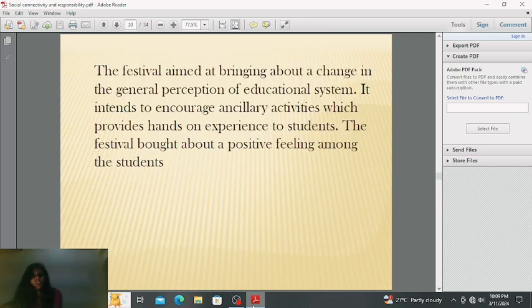So this festival was mainly aimed at bringing about a change in our general perception of the education system, and it helped a lot in encouraging ancillary activities, which provide hands-on experience of being a student. And this festival brought a lot of positive feelings and emotions among the students.